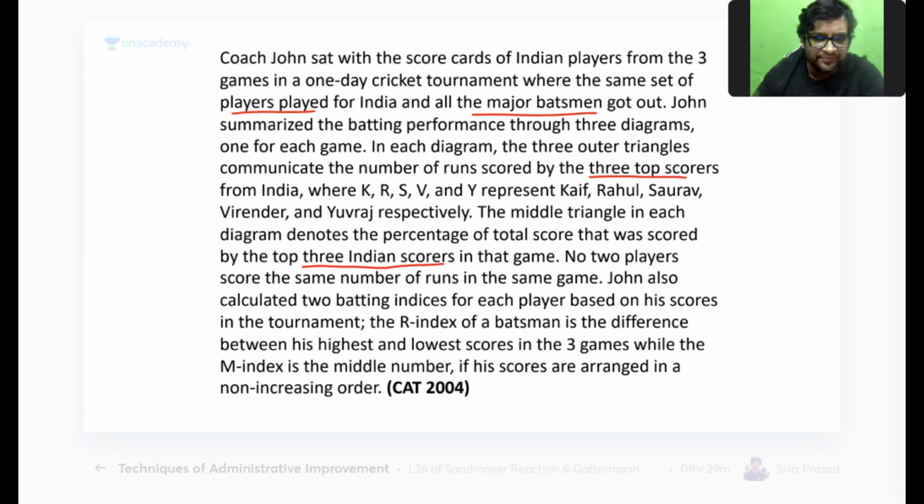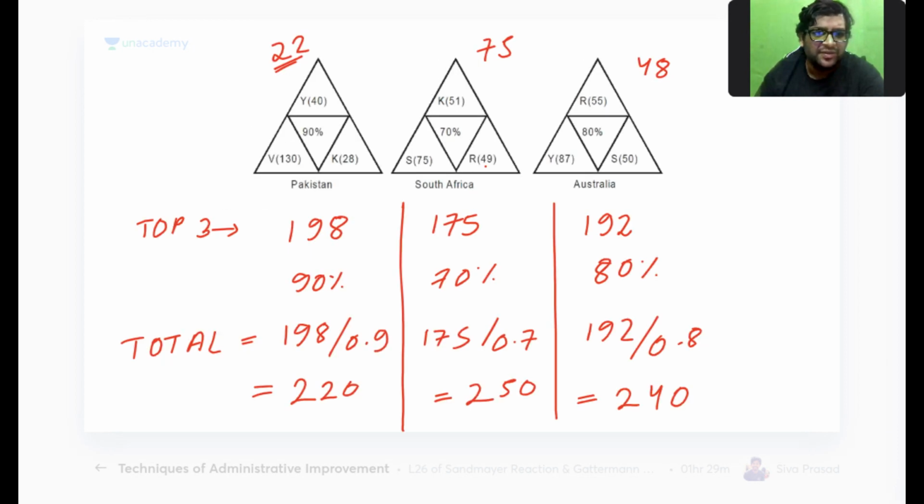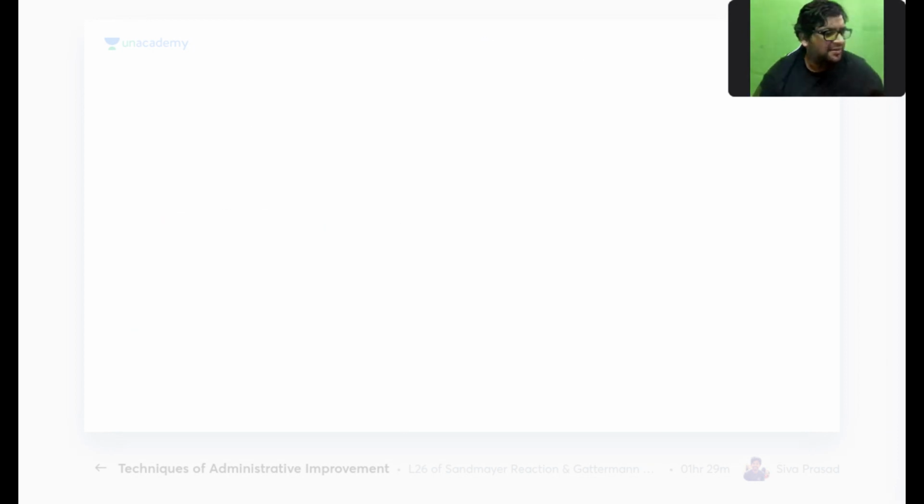Then what happened? No 2 players scored the same number of runs. I'll keep that in mind. John also calculated 2 batting indexes for each player based on his scores. The R index is the difference between his highest and lowest scores, while the M index is the middle number if his scores are arranged in a non-increasing order. So let us try and make the arrangement for these scores.